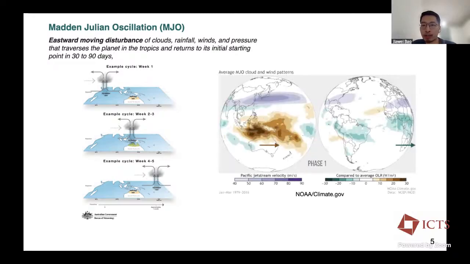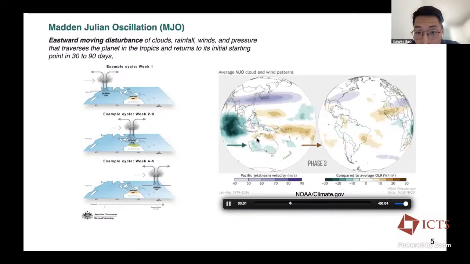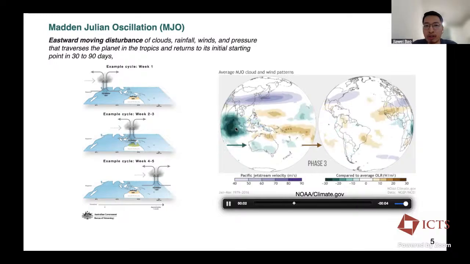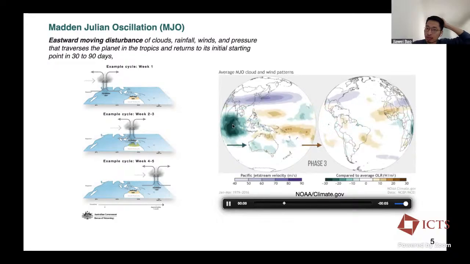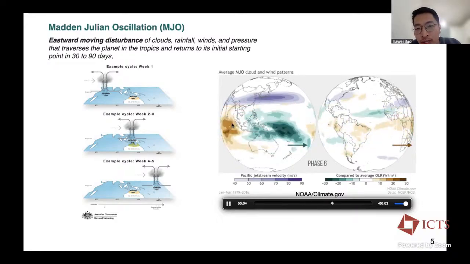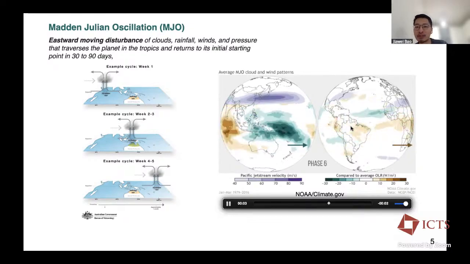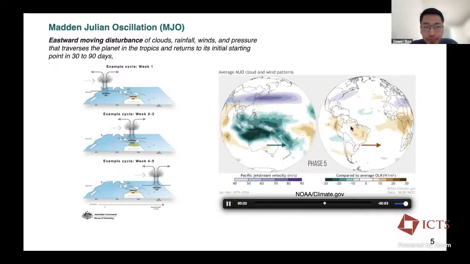Here is an animation of the MJO movement, MJO activities. So the brown color shows this reduced OLR, outgoing long wave radiation, which signifies enhanced convection and precipitation. You can see it moves from here, the Indian Ocean, to the Pacific, which then further eastward. But the signal gets weaker once it passes the Pacific Ocean. So that is the MJO.